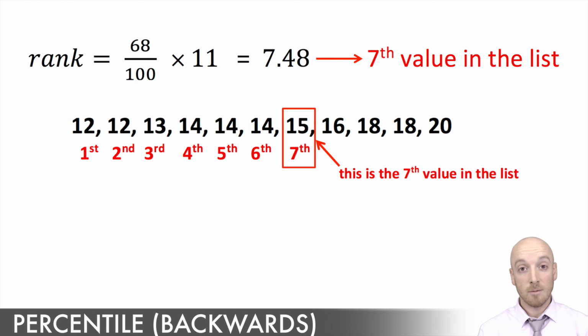So don't forget, once you get an answer from this formula, that's how many numbers you have to count off in your list until you've found the one you're looking for. You can't just write that as your answer. You're going to see exactly what I mean once I do a couple of examples.